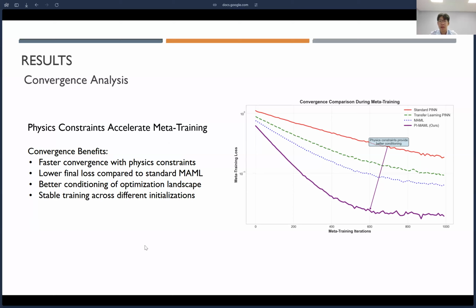And this essentially demonstrates that the physics constraints provide inductive biases that guide optimization. So better conditioning reduces sensitivity to hyperparameters, and the practical benefit is shorter training times for the meta learning phase. And physics knowledge helps you avoid the poor local minima.